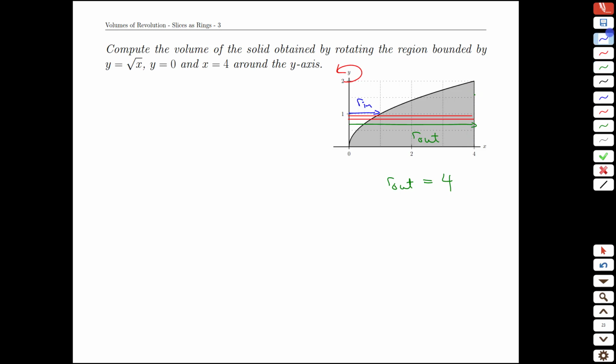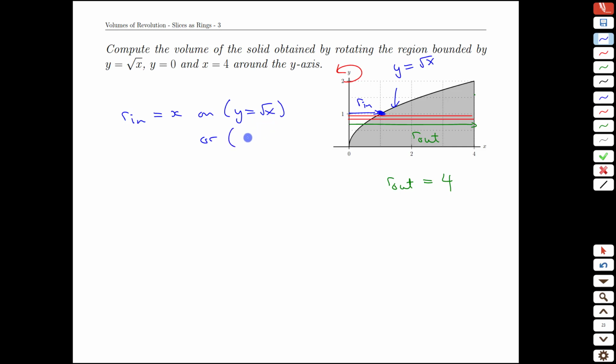The inner radius is a little more complicated. It's being defined by the boundary y equals root x, but the r in is the x value on our y equals square root of x. Notice this is a horizontal distance from the axis to a point on a graph. Well, that's what the x-coordinate means.